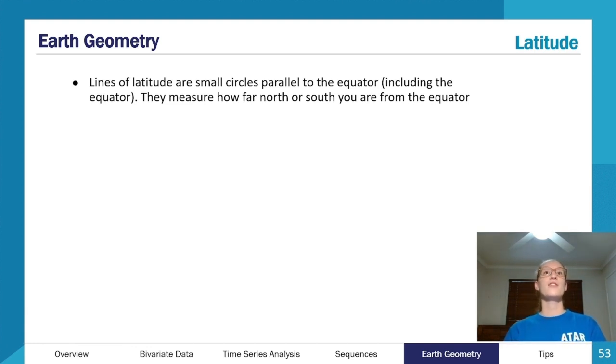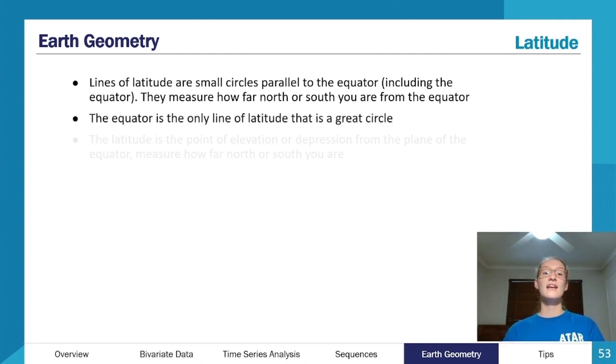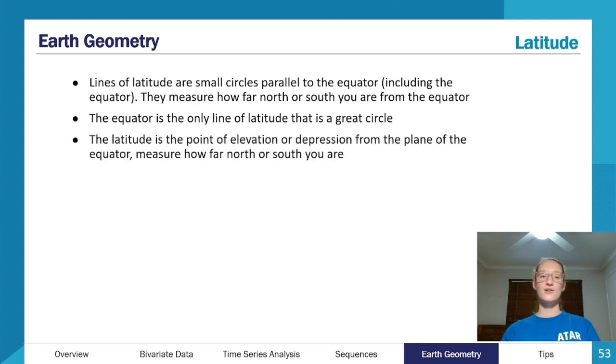So if we're talking about the only kind of latitude circle that's a great circle, that's the equator. The rest of our latitudes are all small circles. So again, latitude, we're thinking how far north or south. So latitude, always north and south. And the equator, again, is the only line of latitude that's a great circle.